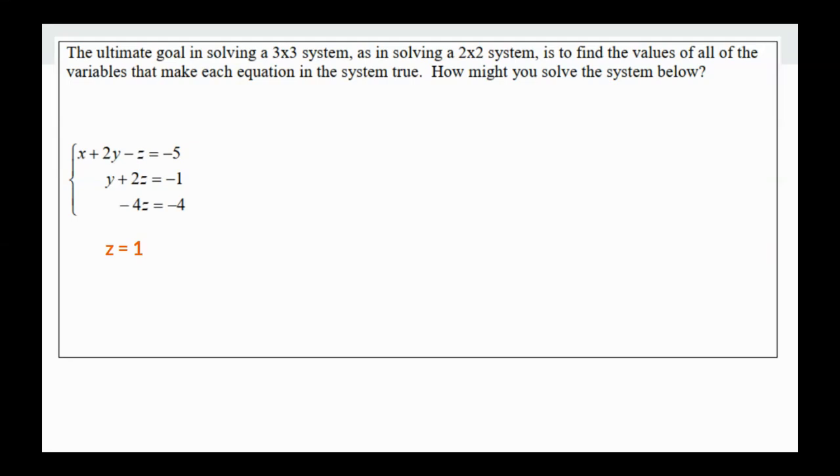Okay, now that we've solved for z, what's going to be the easiest variable to solve for next? Y. And which equation are we going to use to do that? The second one. So plug in what you got for z.